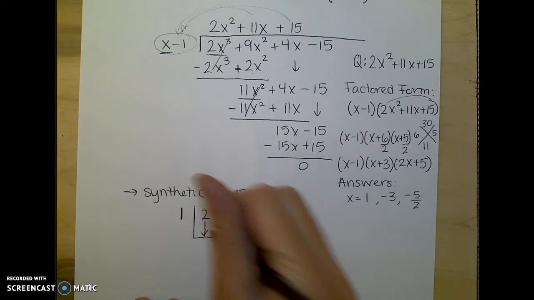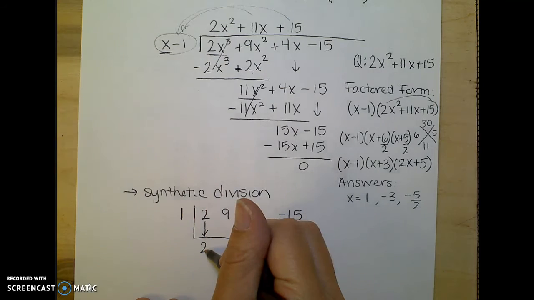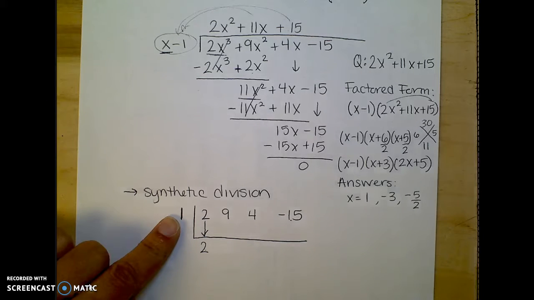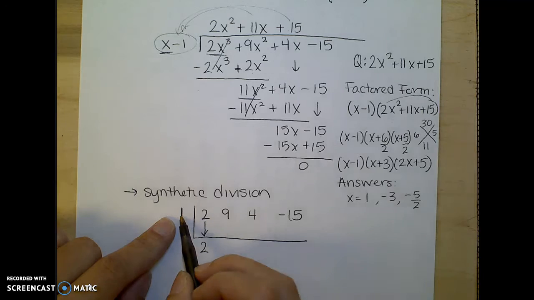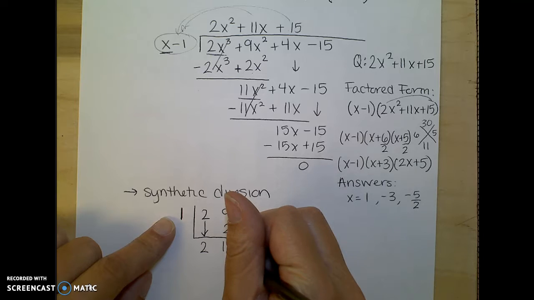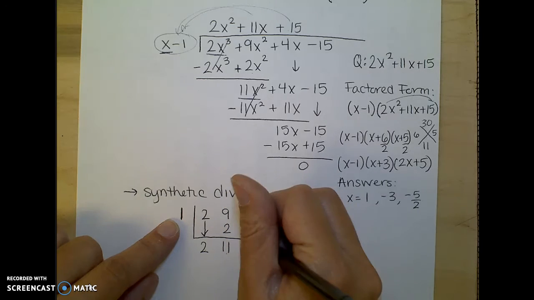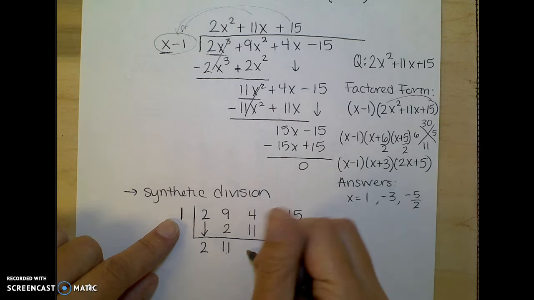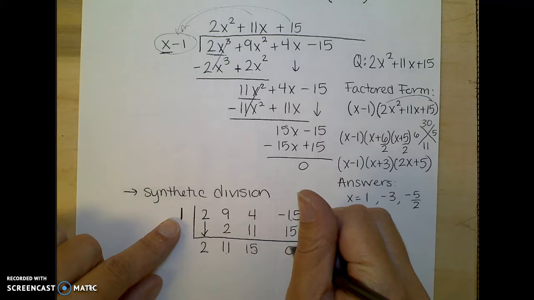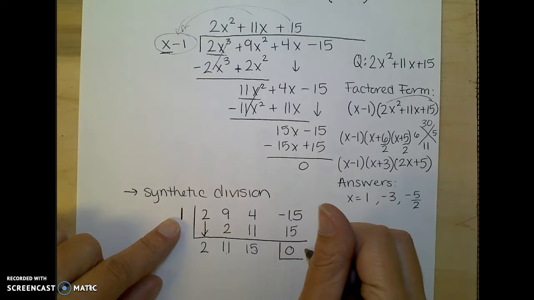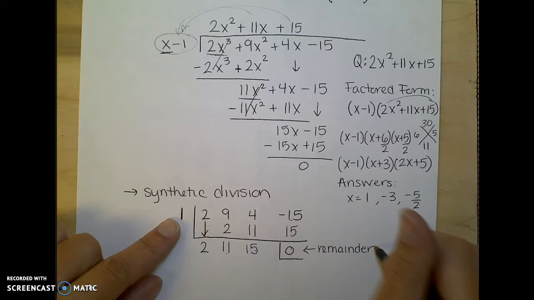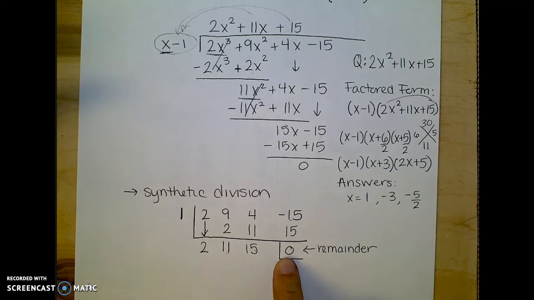We drop down the first number from our house, and then these numbers on the bottom, you're always going to multiply by the outside number. So I do 2 times 1, put it here, and then I add. The number out here I multiply here, so 11, and then I add. I multiply here, so 15, and then I add. Your last number is always your remainder, so I box it up. If I get a remainder of 0, that's good. It means it's a factor.